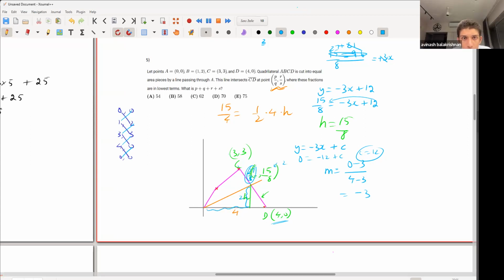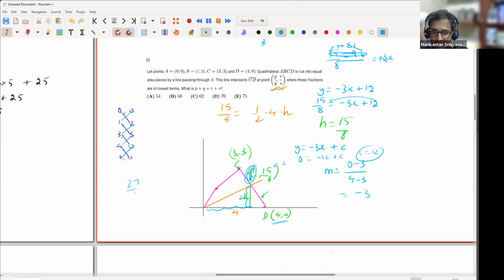You have to get it in the simplest form, in lowest terms. So 27 by 8 is approximately 3.5. The diagram also helps. For example, suppose I did some silly mistake and got 27 by 6. I should be suspicious because this is more than 4, and my value of D itself is at 4. But 27 by 8 is reasonable. It's 3 point something.